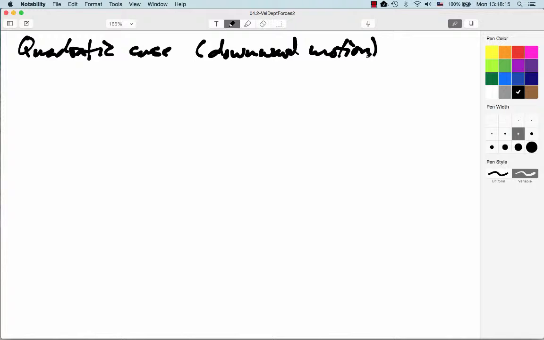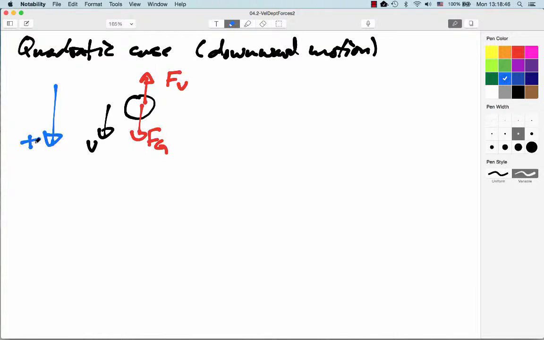Again, remember with the quadratic case, because the v is squared, we have to handle the directions by hand. So here's our object. It's going down, velocity v. Two forces acting on it: we'll have gravity down, and we'll have our air resistance force acting up. Now, for computational convenience, I'm going to choose down to be positive. So when we write Newton's second law, we'll have that mg is positive, pointing down.